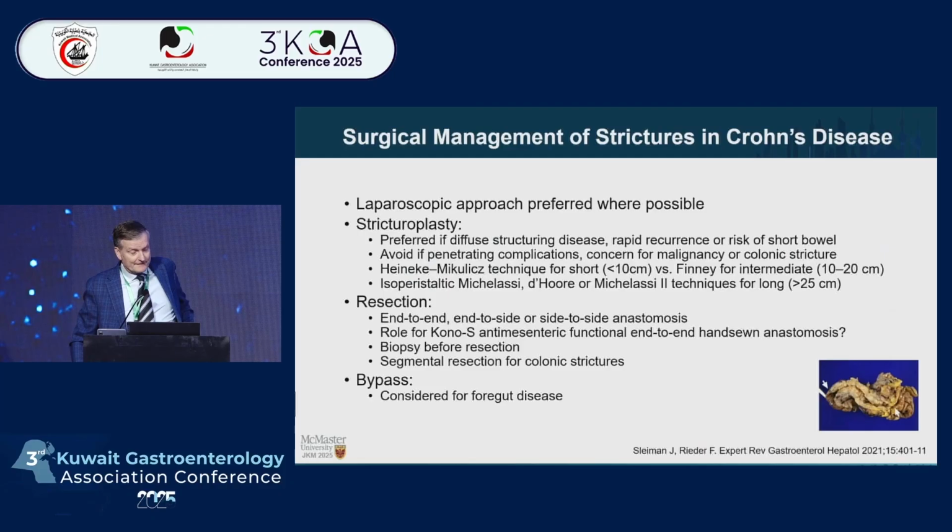Surgical management can be different things. We prefer laparoscopic techniques. I'm not a surgeon, so I can't speak to some of the nuances. Obviously, there's a role for stricturoplasty in patients who have more diffuse disease, who've demonstrated rapid recurrence, or are at risk of short bowel. But most of our patients tend to go for resection. There has been some controversy about forms of anastomosis, as many of you will know. Also coming up at ECCO in a few weeks is a paper showing no benefit to the Kono-S anastomosis in preventing recurrence, but still a contentious area. And for some patients with foregut strictures, there may be a role for bypass.